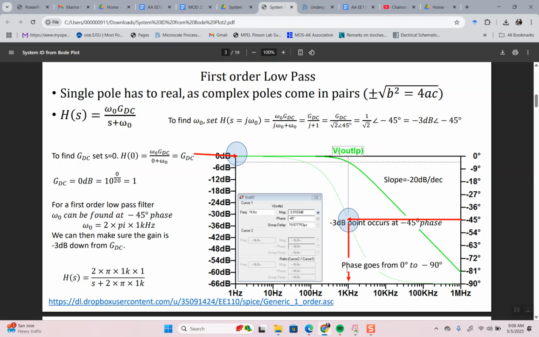because phase is not really phase, it's delay divided by the frequency at which you're at, or the period.